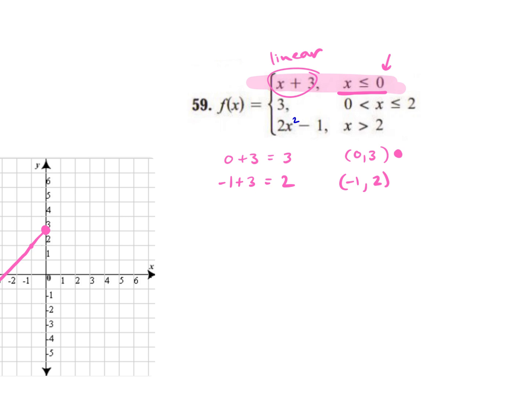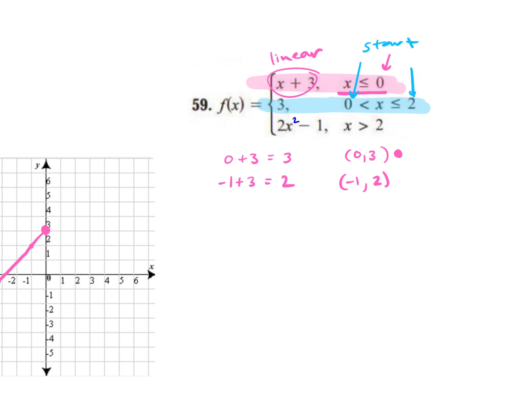All right, next let's move on to our second piece. We have 3 when x is in between 0 and 2. Here, what would we want to plug in? Where do we start? 0. Start with the numbers that are given. So we're going to plug in 0 and 2. You always start with the numbers that are given.